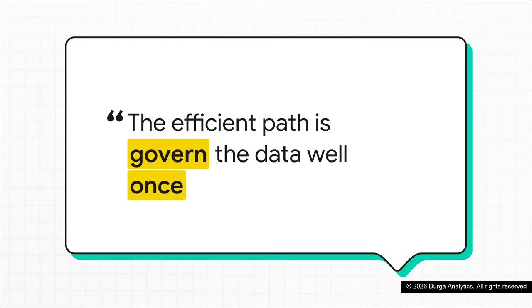The most efficient path is to govern the data well just once, build strong controls, ownership, quality, and lineage, and then map that single, beautifully governed dataset to each individual regulation's requirement. It's a total game changer.